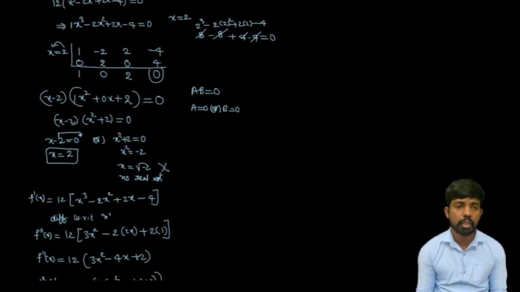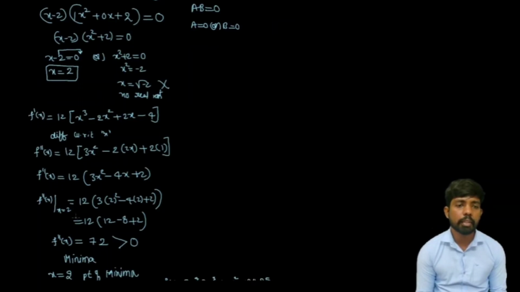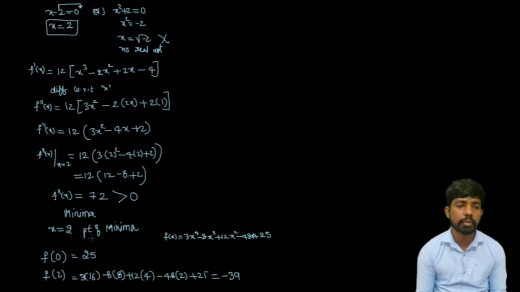Now we have to double differentiate. Again differentiation gives you the double differentiation, therefore you will get one result. In that result, substitute the critical point. If it is positive, it is greater than 0, which means minima. Here it is minima at x equals 2. It is a point of minima, but we don't know the minimum value.